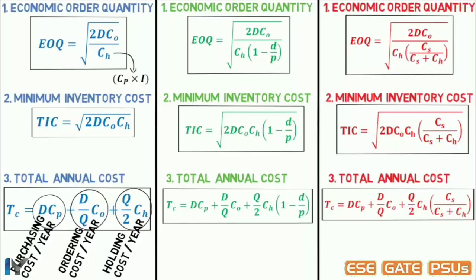CO is ordering cost per order, but when it is multiplied with demand upon EOQ, then it will become ordering cost per year, because demand upon EOQ gives us the number of orders. And CH is holding cost per unit per year, but when it is multiplied with half of the EOQ, then it will become holding cost per year and not per unit. I guess your doubts are cleared now. If not, then don't worry, I will discuss these notations again.